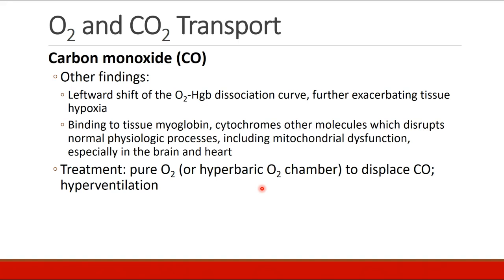The best treatment for carbon monoxide toxicity is to saturate the system with oxygen. So pure 100% oxygen should be administered. If possible, the patient should be placed in a hyperbaric oxygen chamber in order to give them more than 1 atmosphere of oxygen. This will displace the carbon monoxide, and hyperventilation will help as well, again, in order to deliver as much oxygen as possible and wash out, so to speak, that carbon monoxide.